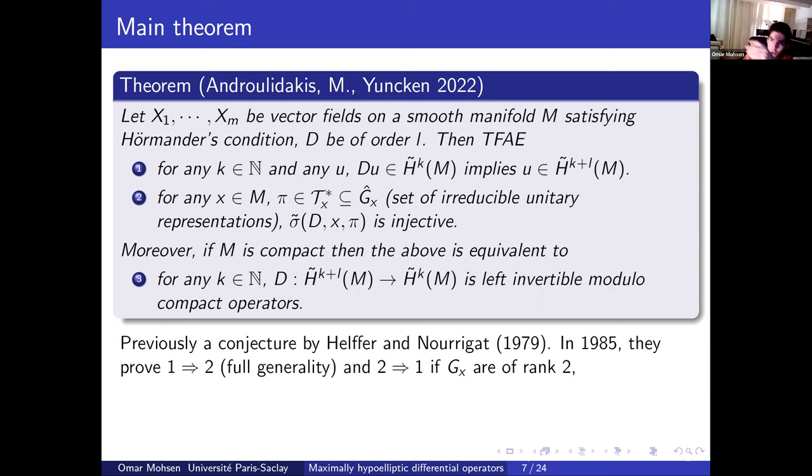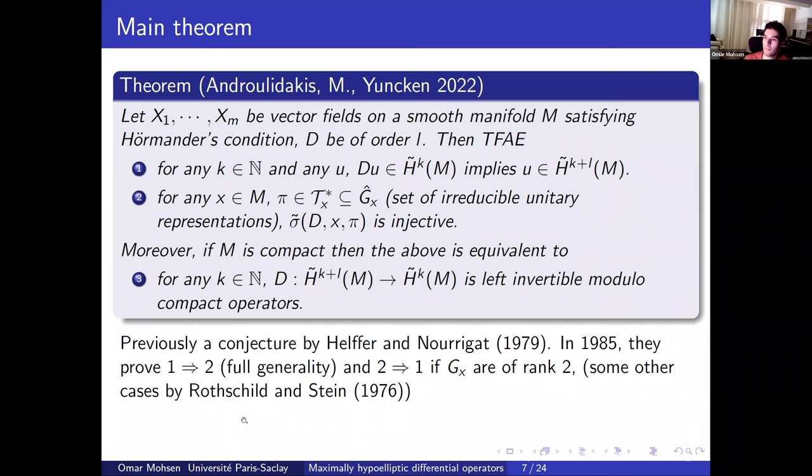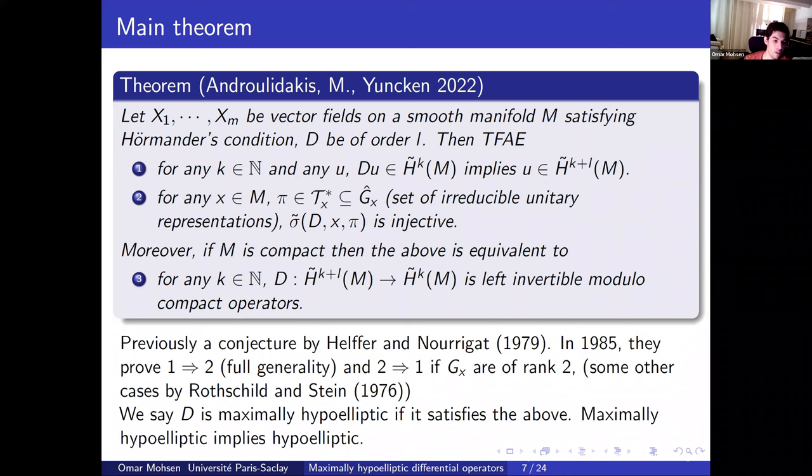For some differential operators of specific type, like Hörmander sum of squares or even powers, things like this, this was proved by Rothschild and Stein from the 70s. But that only works for some specific differential operators, not any differential operator. And as I said, a differential operator which satisfies these conditions is what we call a maximally hypoelliptic differential operator. And of course, that implies hypoelliptic. So the goal of the rest of the talk is to explain this second condition.